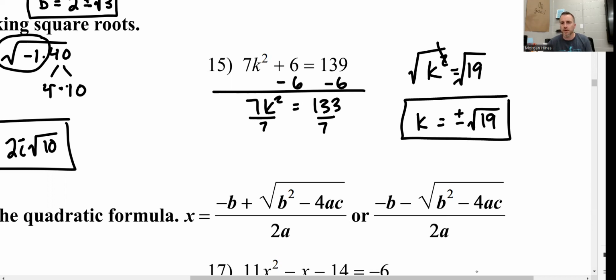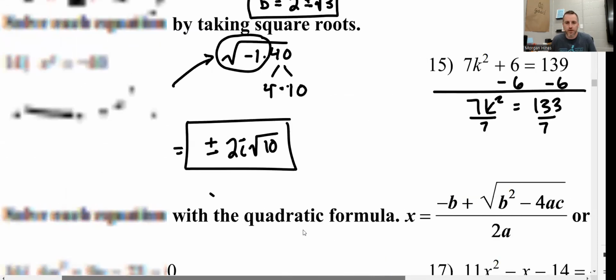And we're not going to fiddle with that anymore because 19 is a prime number. And so it's going to create an irrational number when we square root it. So we're just going to leave it like that.